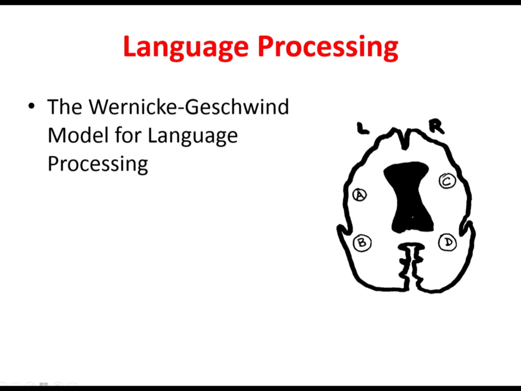Okay, language processing. Now we're going to be using what's known as the Wernicke-Geschwind model for language processing. I just want to define a few terms and show the diagram that I'm going to be showing over and over again. Here we're looking at the left and right cortex from the above view. I have my left cortex here, the right cortex, and I basically have points A, B, C, and D.